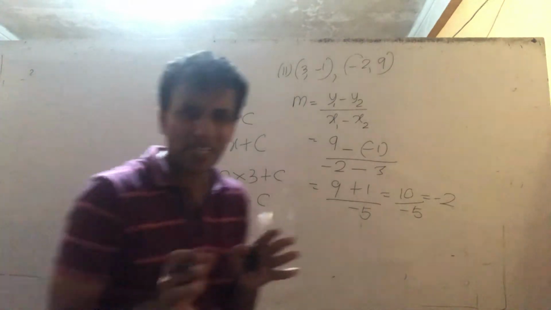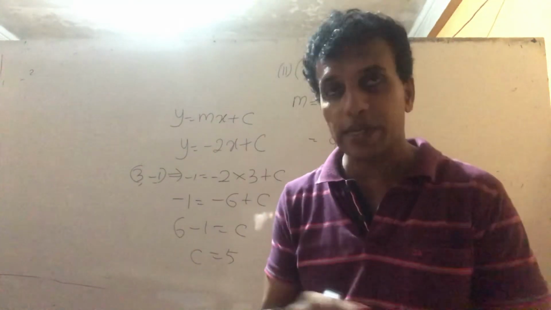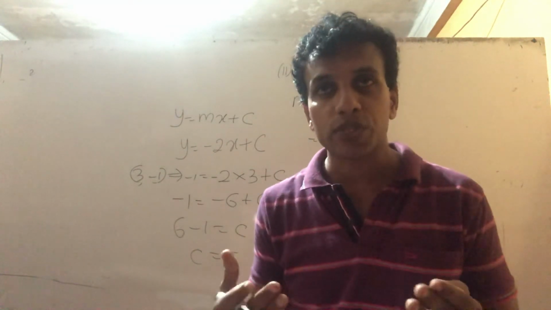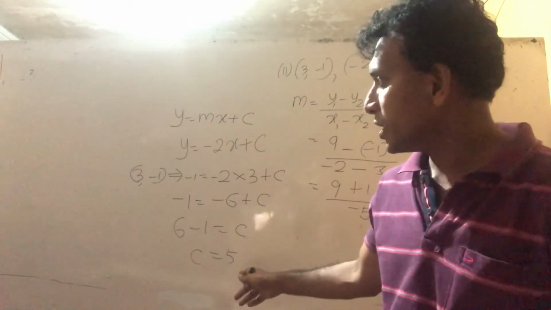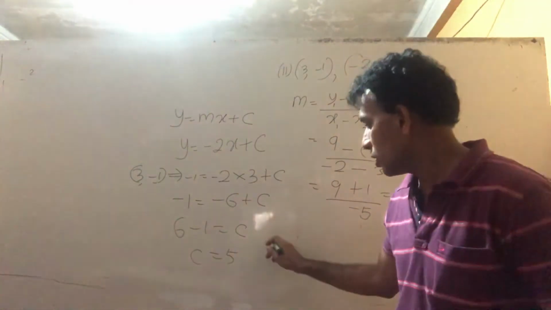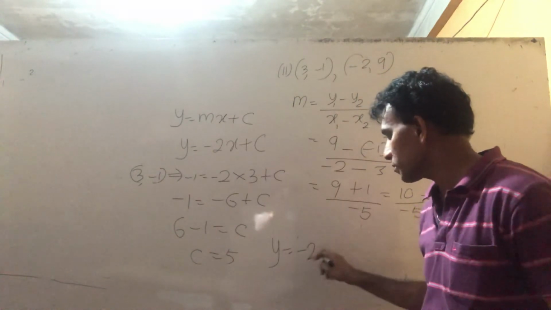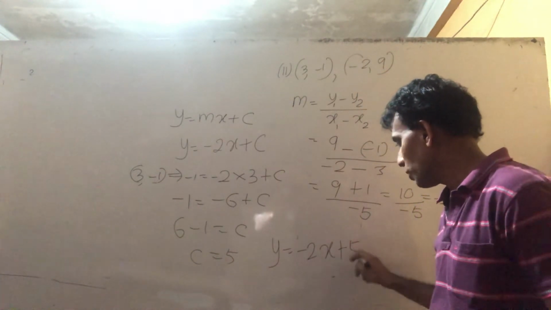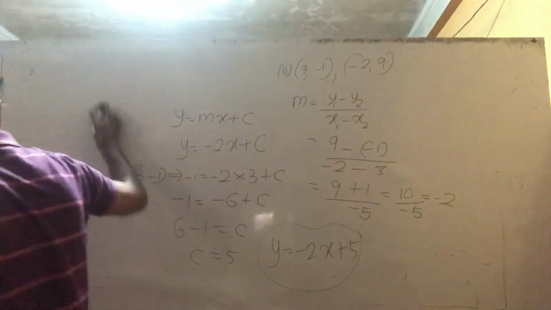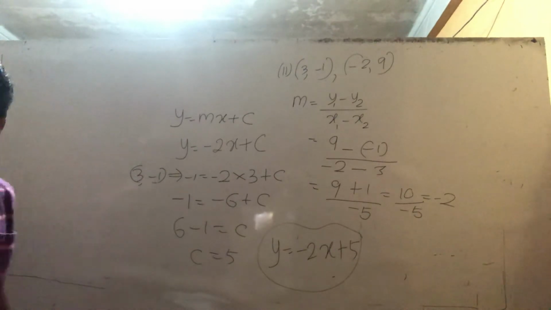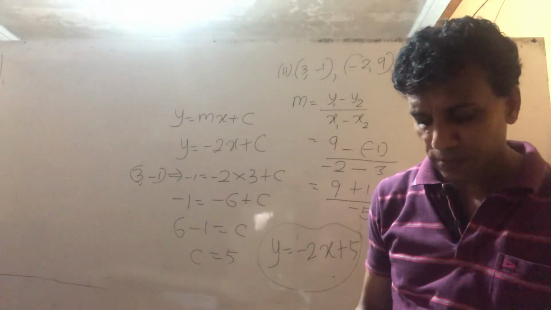That's your work. Only the first step is grade 10. Others are your knowledge of solving and subtracting. If you fail at adding positive and negative numbers, you can't work the solution properly. So you know c, you know m. So what is the equation? y = minus 2x + 5. This is the equation of that problem.